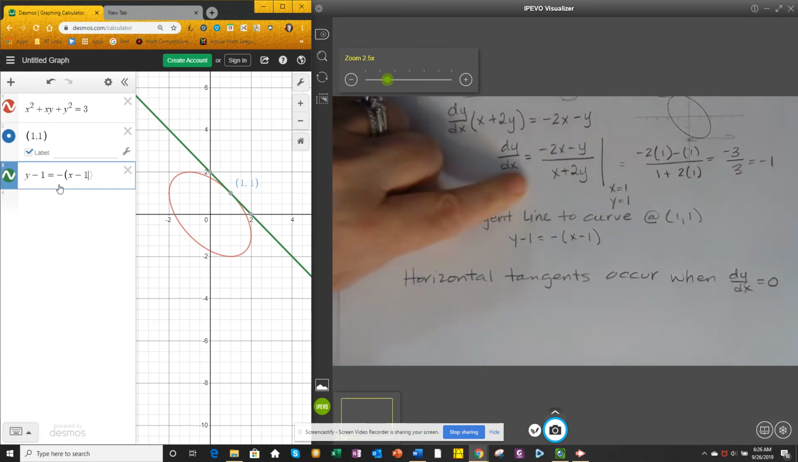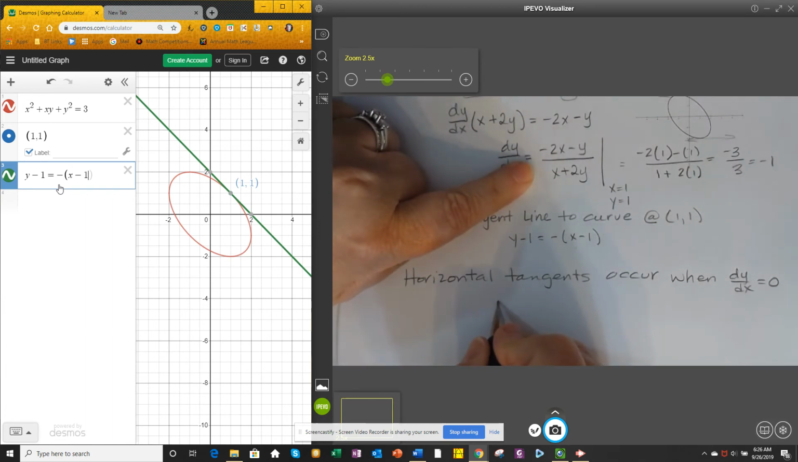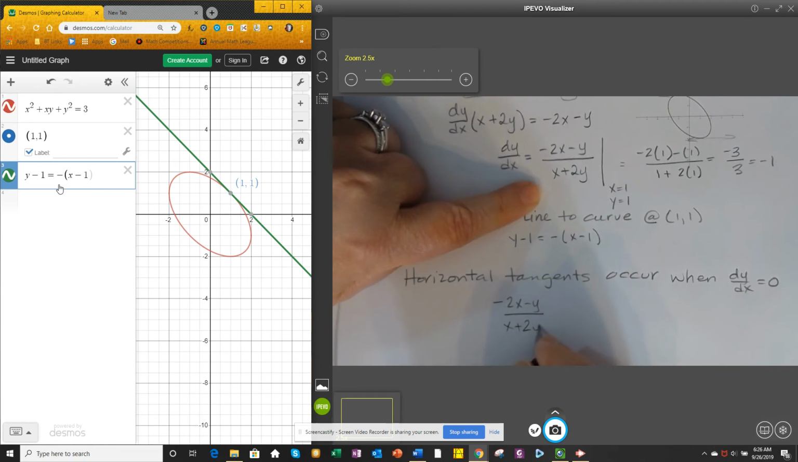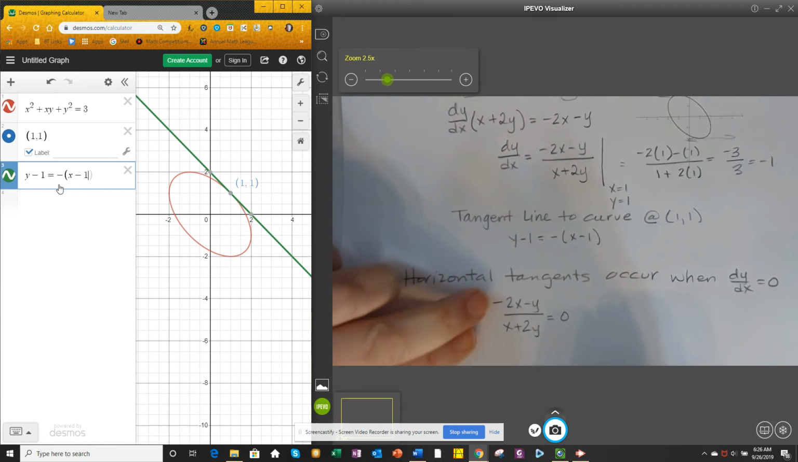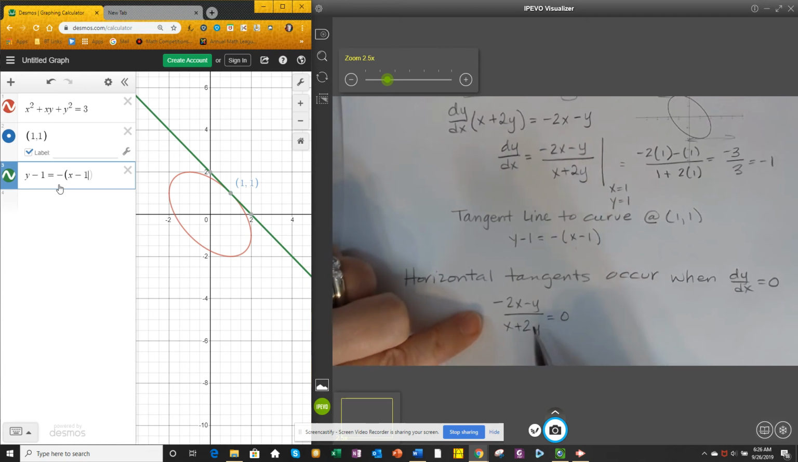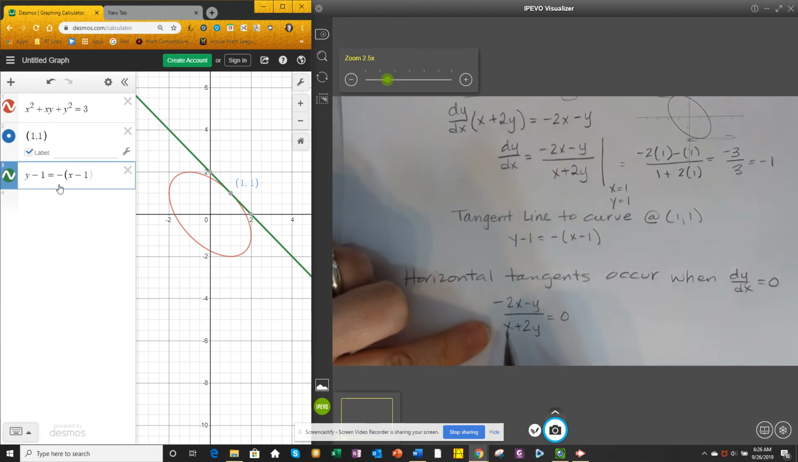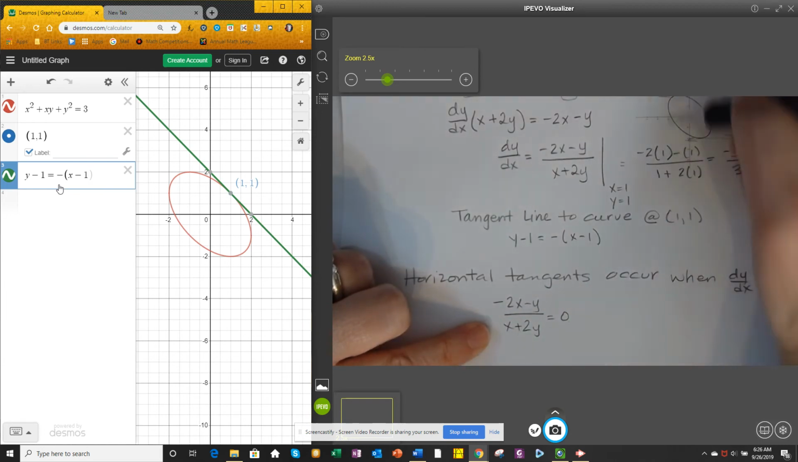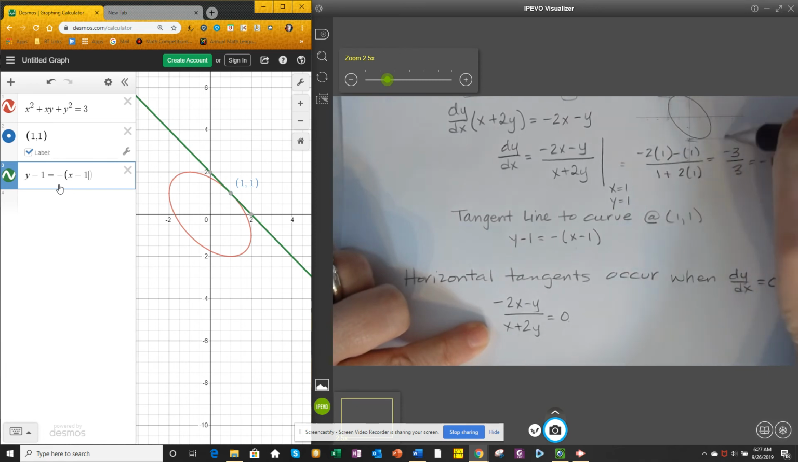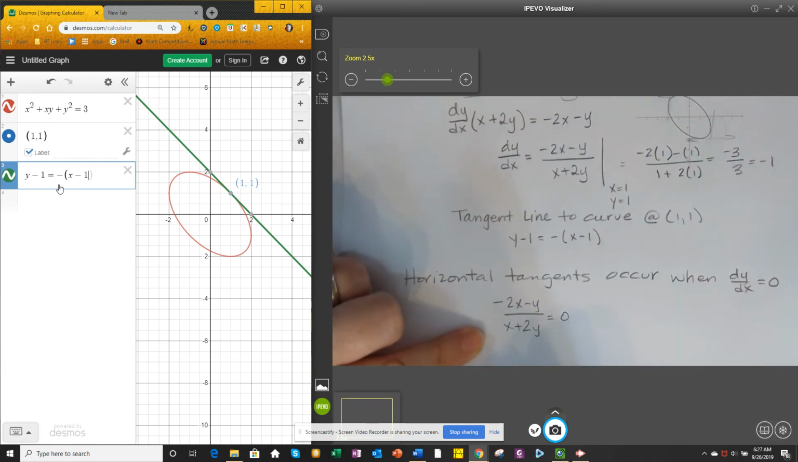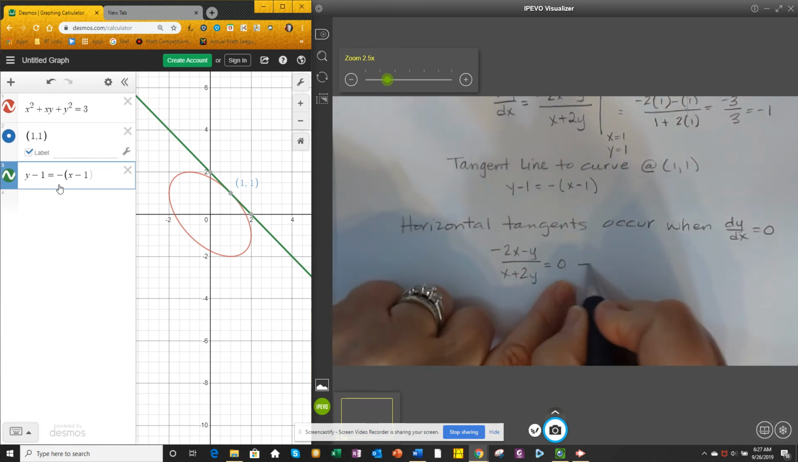Okay, well, when is my slope here, dy/dx, and I'll write that down, negative 2x minus y over x plus 2y, equal to 0? Well, I have a fraction equal to 0, and the only time the fraction is going to be 0 is when the numerator is equal to 0. If the denominator is 0, it'll be undefined, which means I have an undefined or a vertical slope, which we have in two places here too.